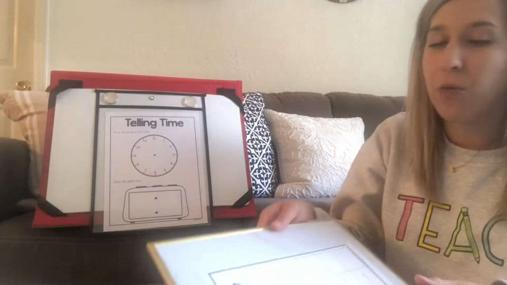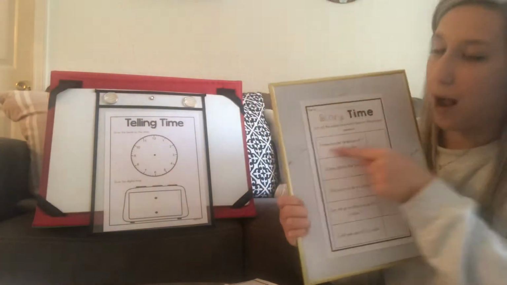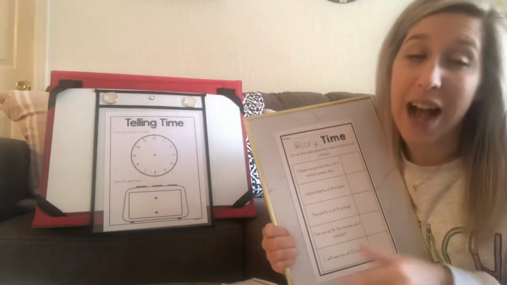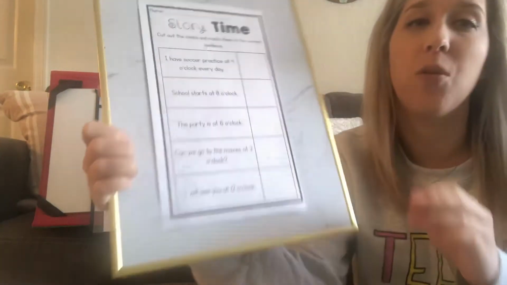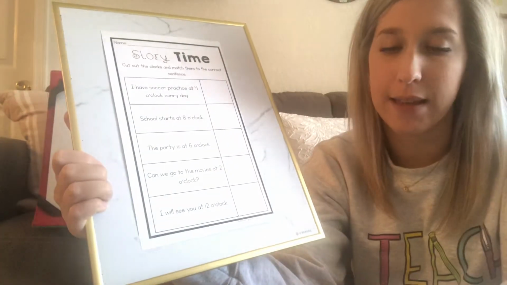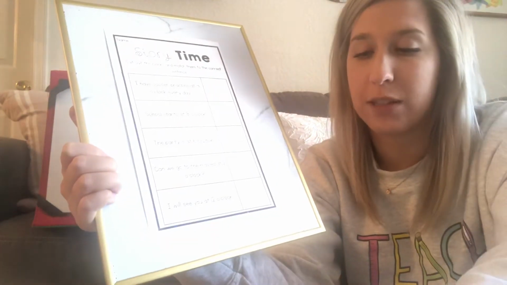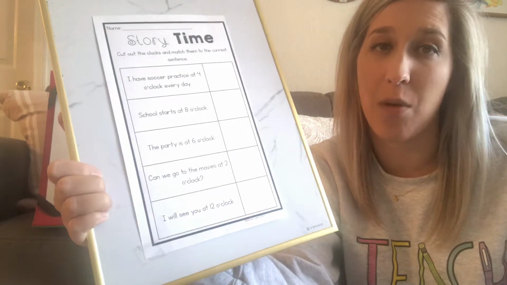So today we're going to get some practice by reading some word problems to tell us what time we need to do something at. We're going to get some practice reading these, okay? We're going to do some practice with the hour and then the half hour. So let us look at this first time.